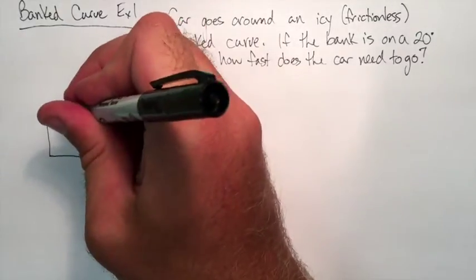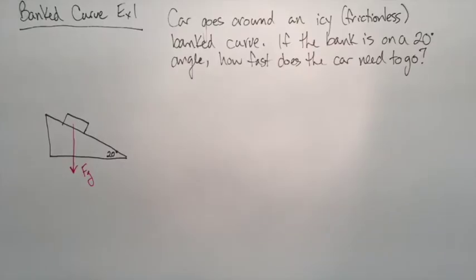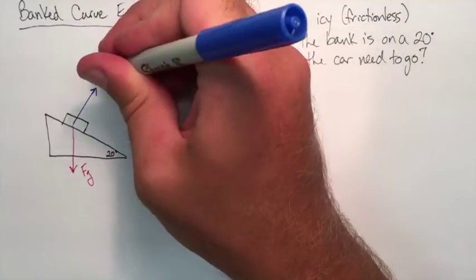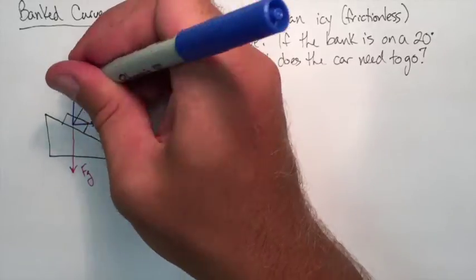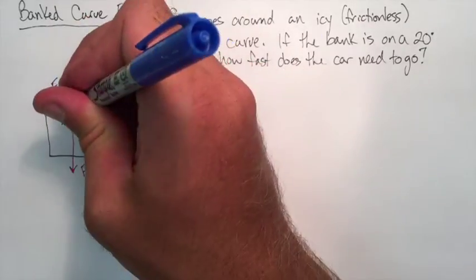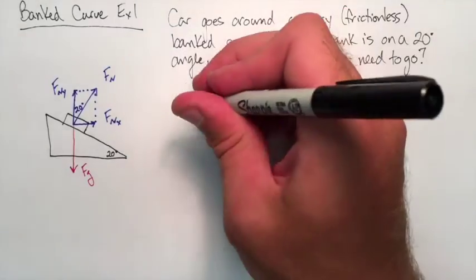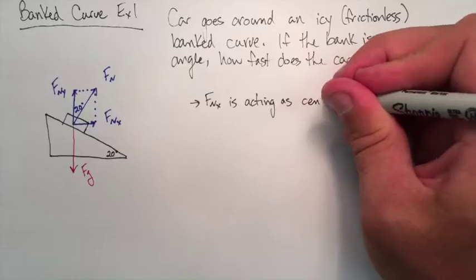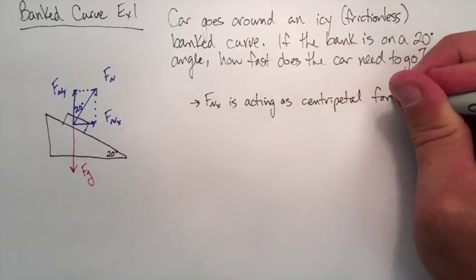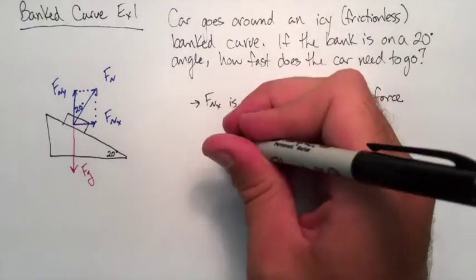So here's the banked curve. We'll just draw a box for the car. FG will be down, normal force, again, perpendicular, and we'll break that up into the two components. We know that Fny is going to be balanced with FG. So here, Fnx is acting as the centripetal force for this ramp, which has a 50-meter radius. So let's take a look.